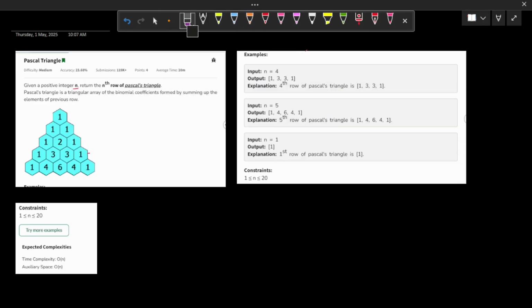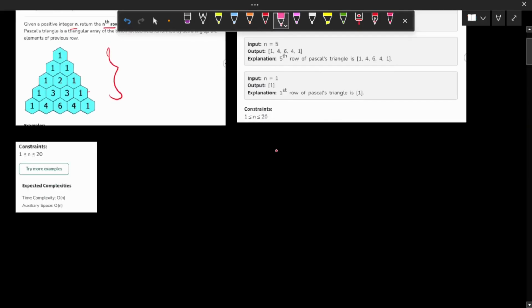Hello everyone. So let's talk about today's Geeks for Geeks problem of the day. So what is the problem given to us? We are given a positive integer n and have to return the nth row of the Pascal triangle. Now what is the Pascal triangle which is given here? So let's see what is the definition of the Pascal triangle.